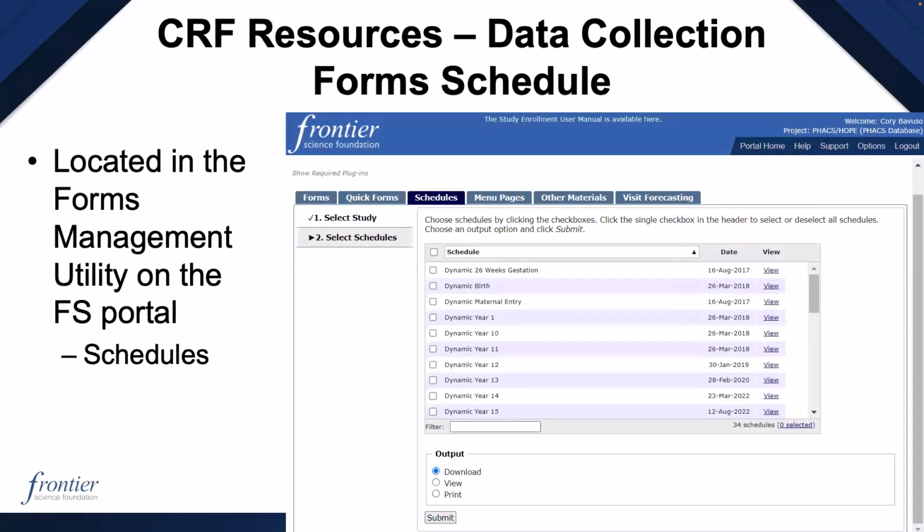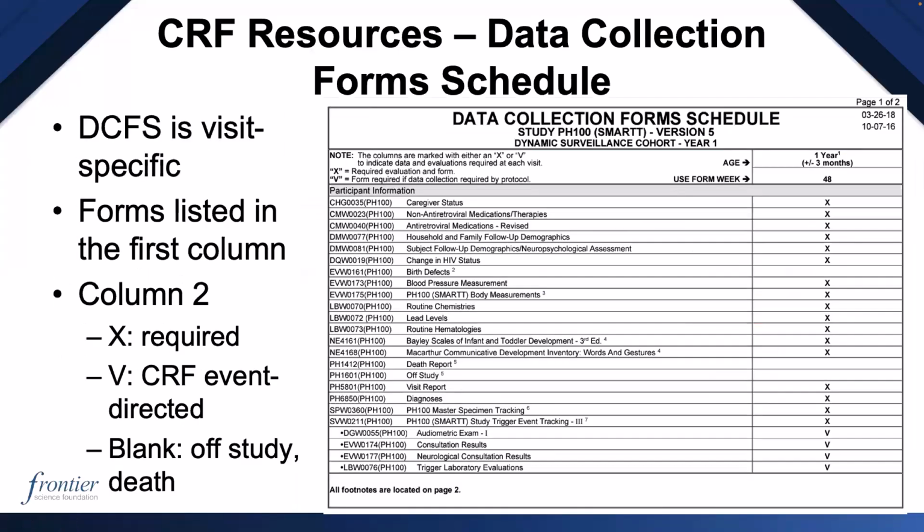Select schedules from the tabs at the top of the page, and then you're going to specify your study, and select the desired schedule that you want from this list of protocol visits. And you can then click view to open a list of all the forms needed for that particular visit. Here's an example. Each DCFS is visit specific. So here's an example. We see this is for PH 100, and it's the dynamic surveillance cohort visit year 1.